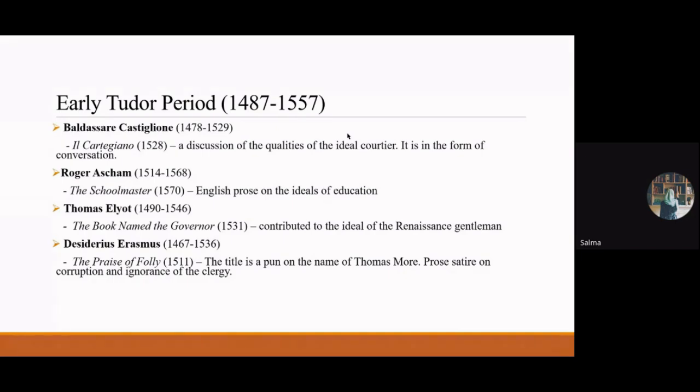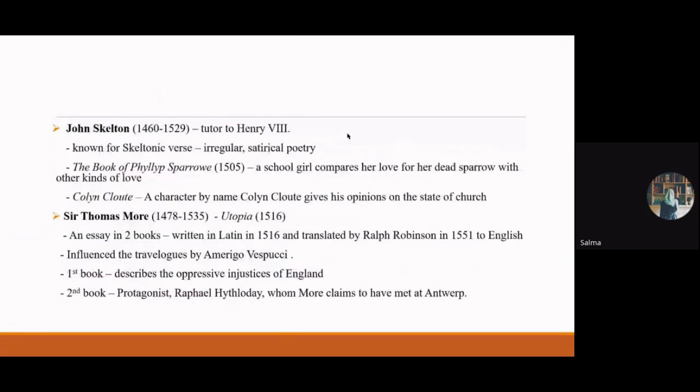The title is a pun on the name Thomas More, but this is a prose satire on the corruption and ignorance of the clergy. John Skelton, who is a tutor to Henry VIII, is known for Skeltonic verse, irregular and satirical poetry. He has written a work called The Book of Philip Sparrow, where a girl compares her love for the dead sparrow with other kinds of love in the world. Then he has written this work, Colin Clout. The character by name Colin Clout gives his opinion on the state of the church.